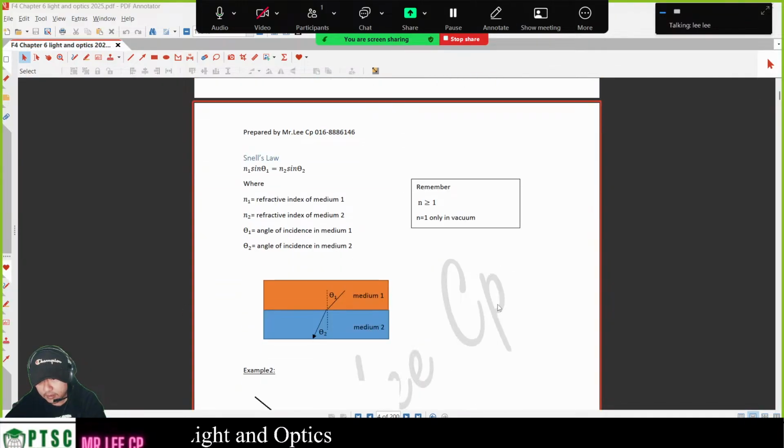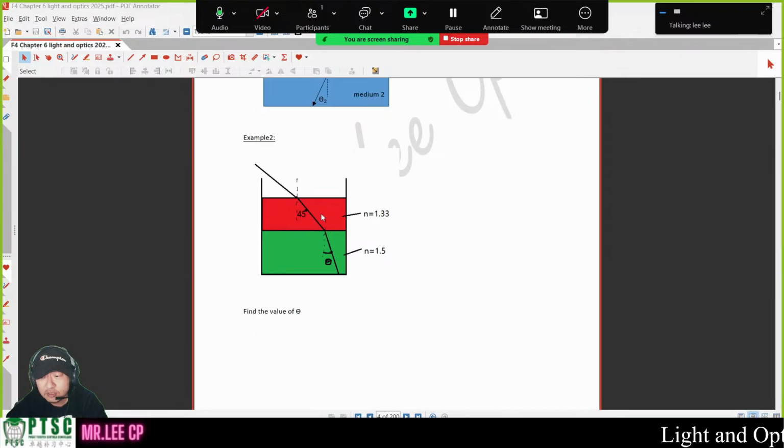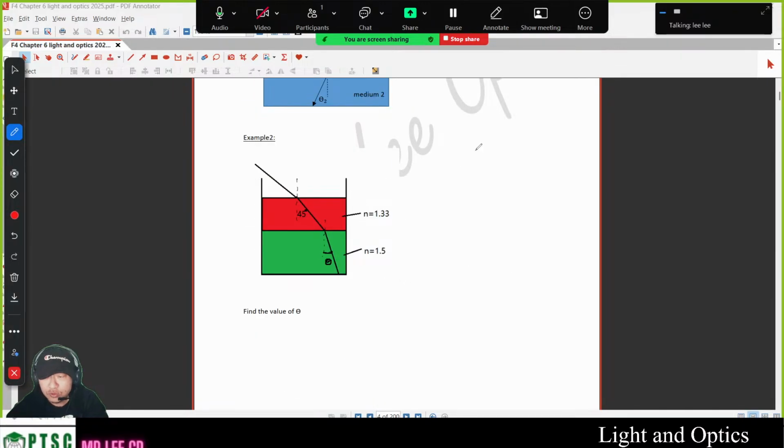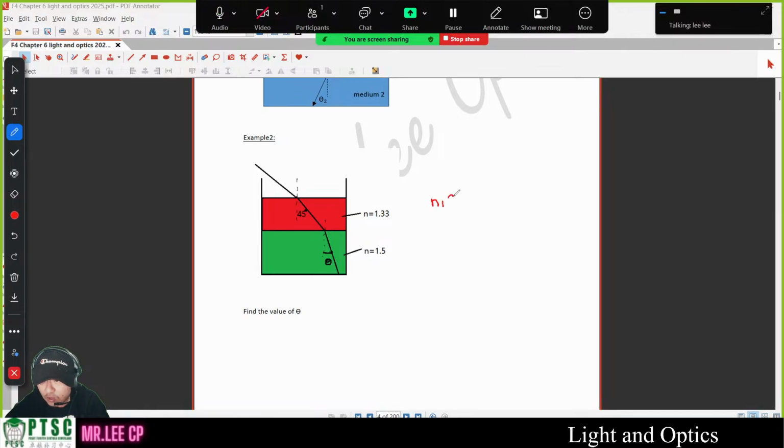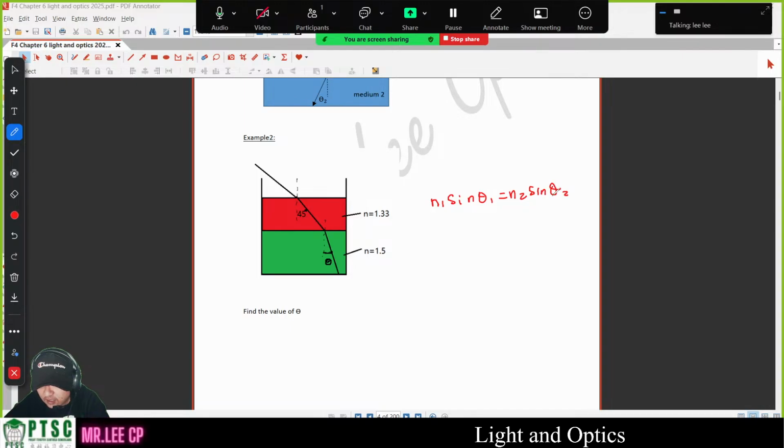Alright. So now the second thing that you need to know is Snell's law. The formula that we use is n1 sine theta 1 is equal to n2 sine theta 2. For example, we have two mediums here. So how do we do it? n1 sine theta 1 is equal to n2 sine theta 2.